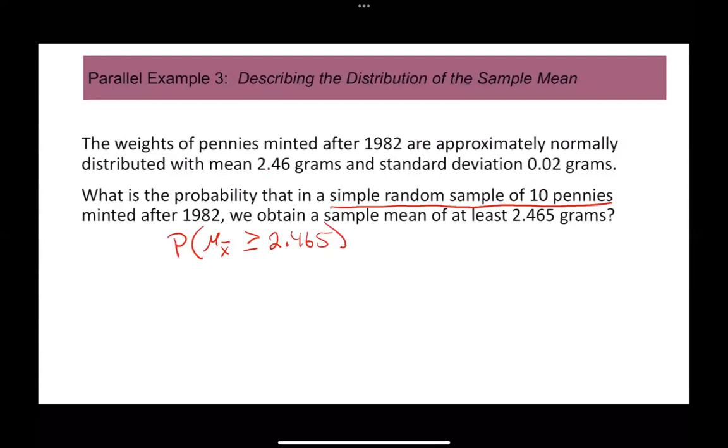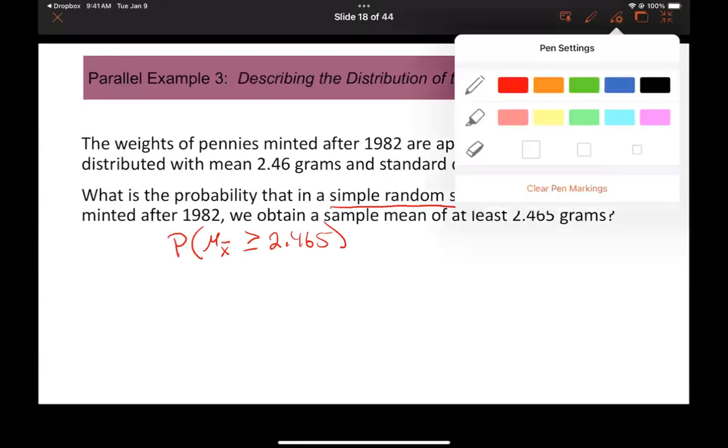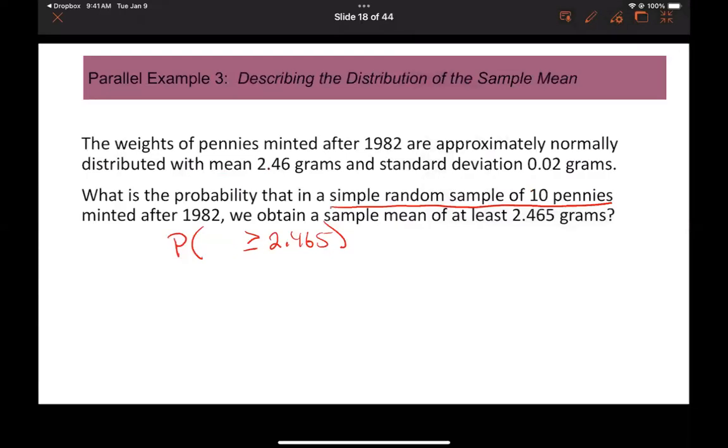The probability that we take one, actually it shouldn't be that, but hold on, don't write that. Write this instead. So we took one random sample of 10 pennies. We want to know the probability that its mean is at least 2.465 grams. So we're going to use normal CDF, and we're doing 2.465.